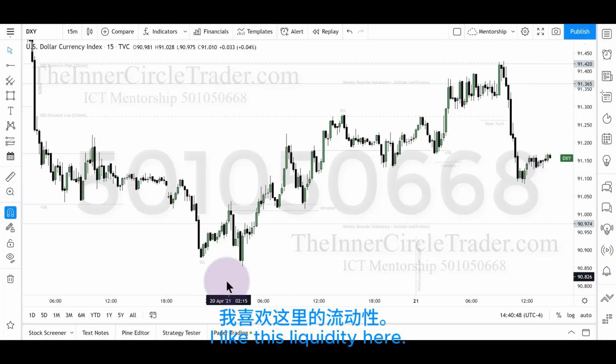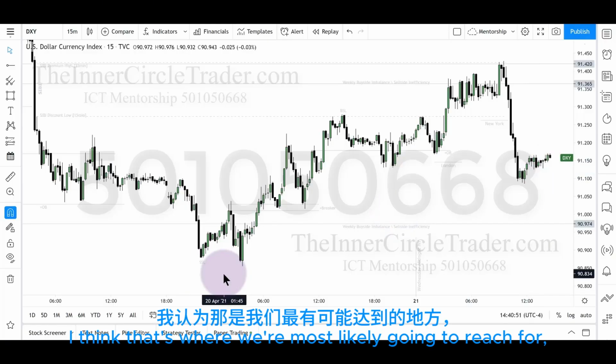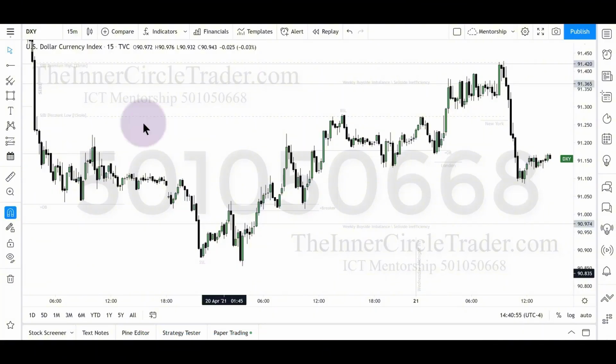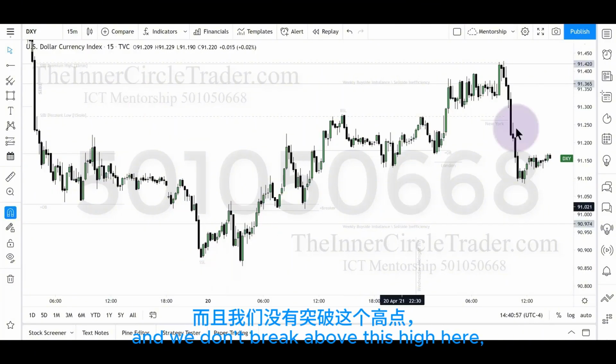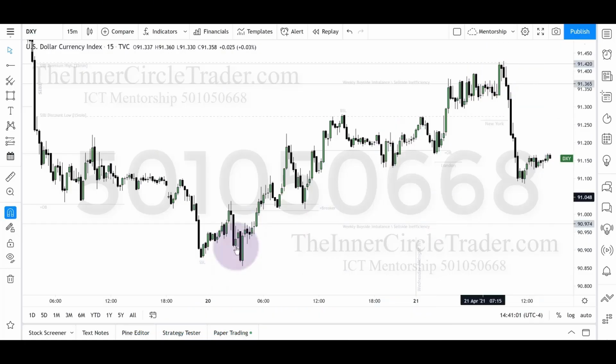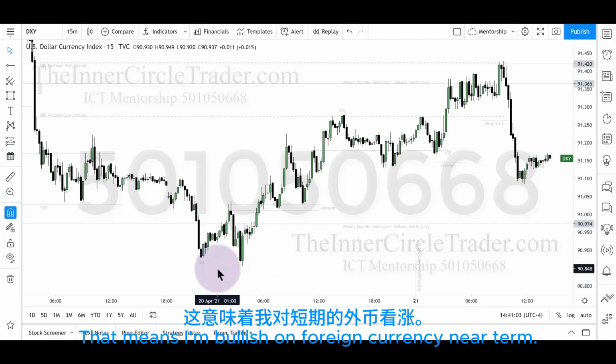But I like this liquidity here. I think that's where we're most likely going to reach for the dollar over the coming day or so. If not, and we don't break above this high here, then we might need to get into next week if we consolidate the rest of the week. But right in here is where I'm focusing. That means I'm bullish on foreign currency near term.